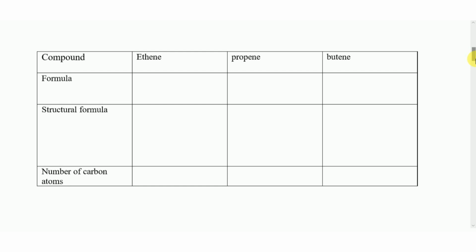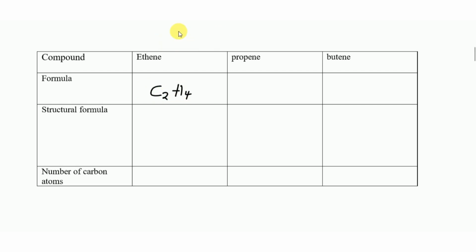Let us now look at this table, and this table shows us the compound, the formula, the structural formula, and the number of carbon atoms. The compounds that we're going to look at are ethene, propene, and butene. So we are going to start with the formula of ethene.